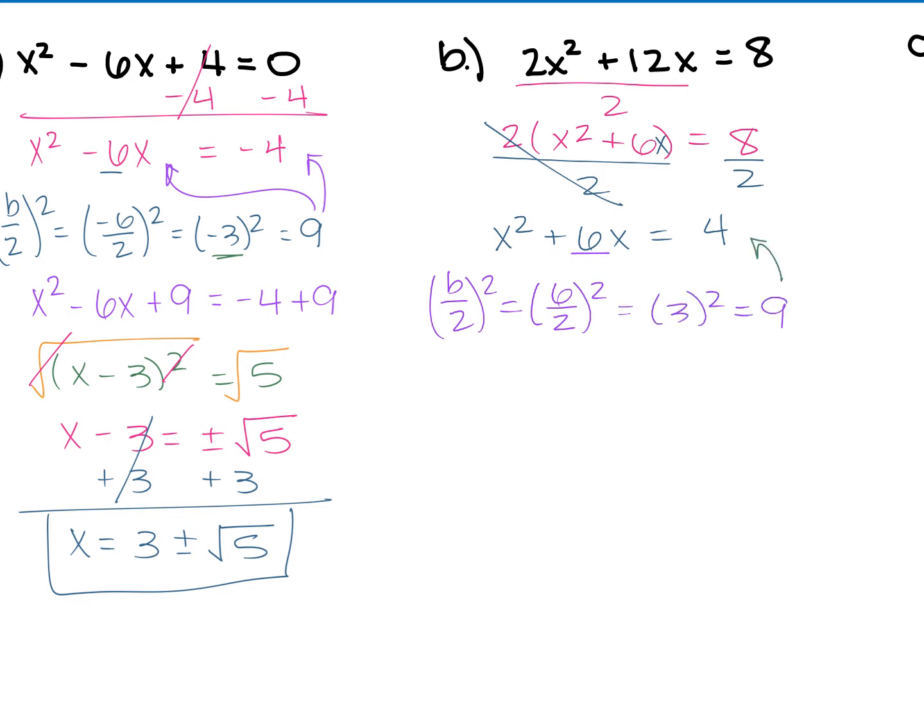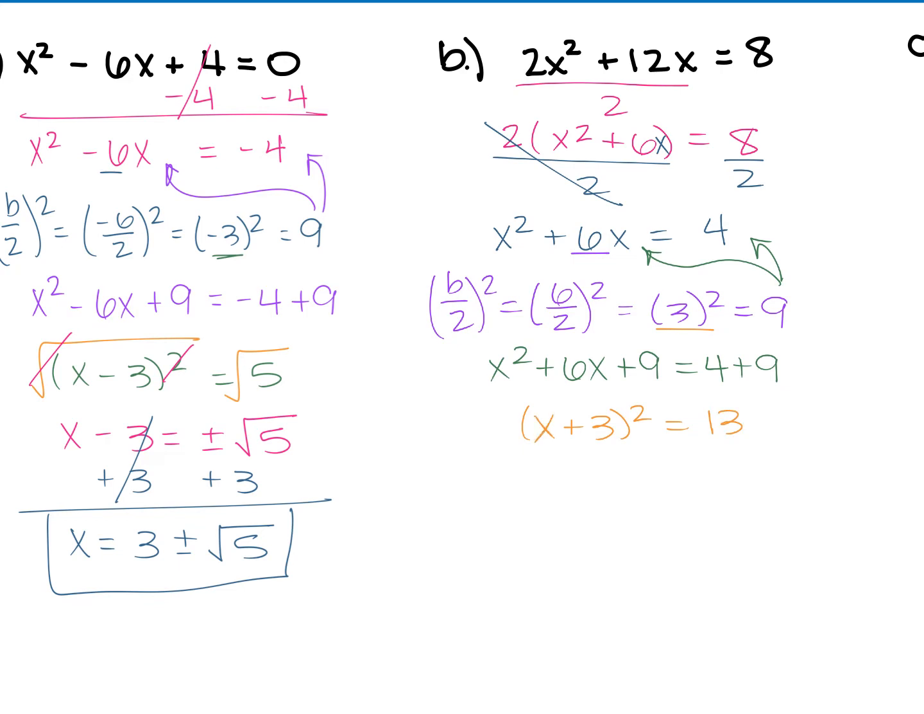The 9 gets added to both the left and the right side of that equation. So you're going to have x squared plus 6x plus 9 is equal to 4 plus 9. Factor the left side, add your right side. The number that you squared is the 3, so that's going to give you x plus 3 squared is equal to 4 plus 9, which is 13.